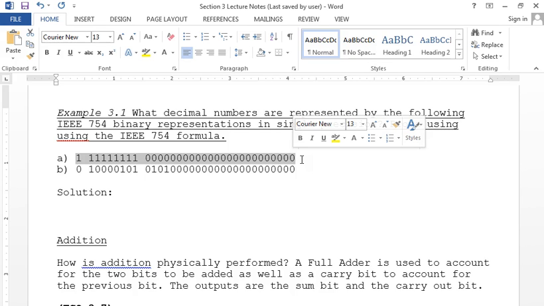That formula, remember? Exactly right. It was -1 to the S times 1 plus the mantissa, and then times 2 to some power minus 127. Exactly right, straight from the slide. And our mantissa, we calculate by doing.